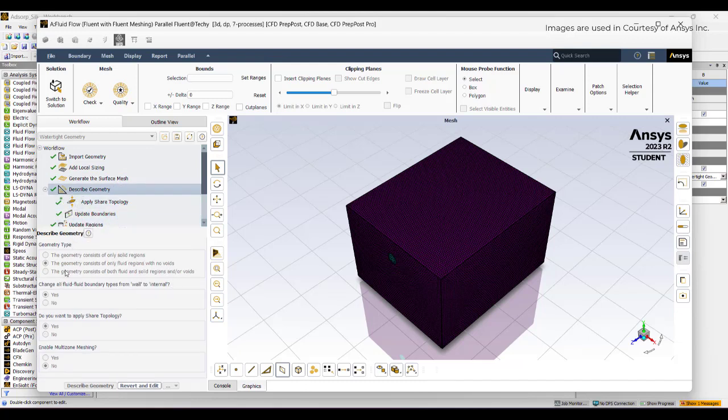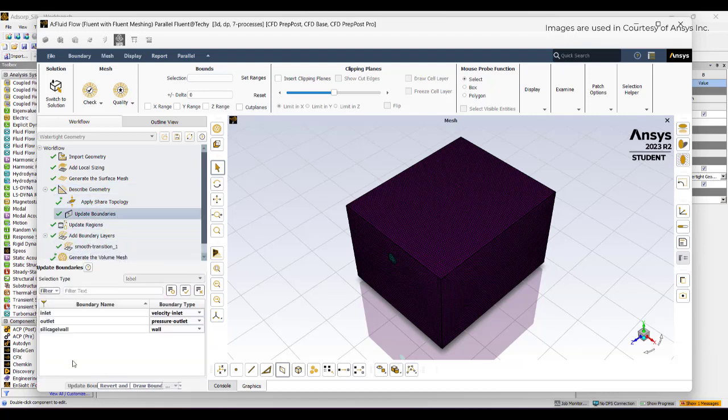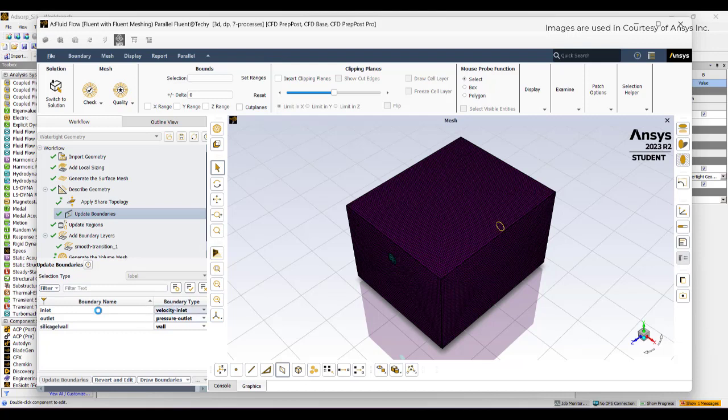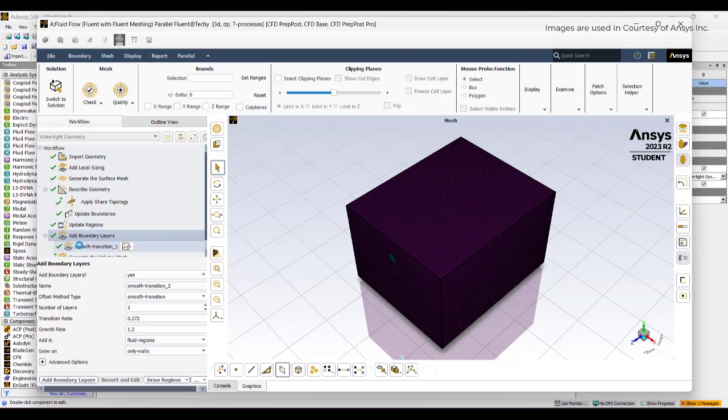Then go to describe geometry, and say that you have only fluid regions, and you change the wall to internal, because the region between those two fluids should be internal, not a wall. Then apply share topology. After that, update the geometries. These are the geometry boundary conditions we need to have, and accordingly we need to update the regions, both are fluid, and add boundary layers.